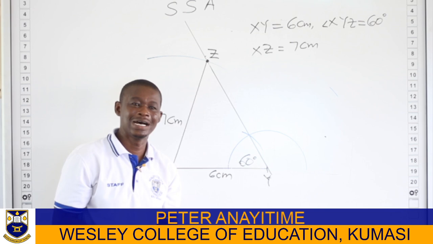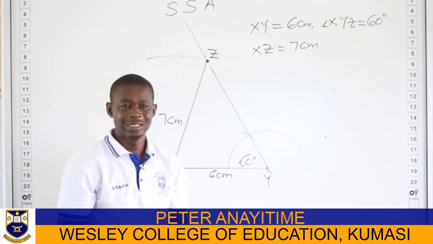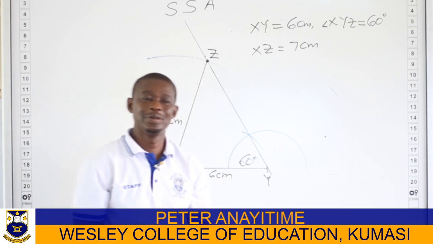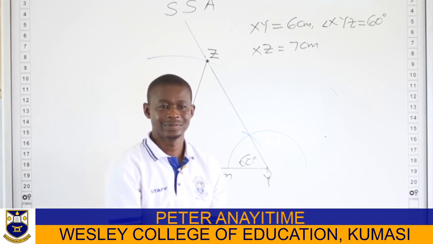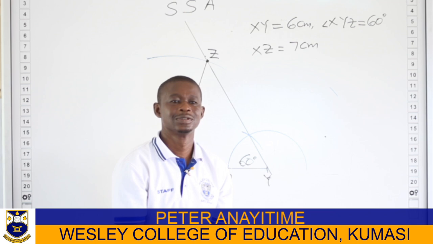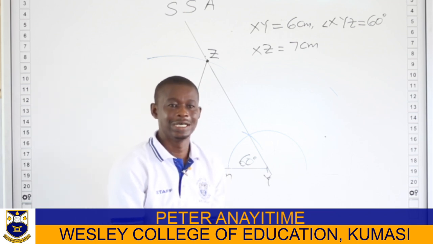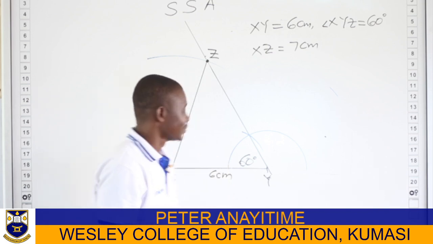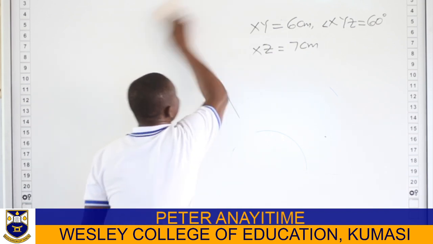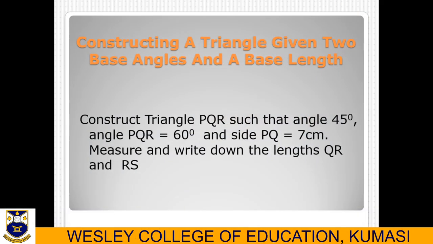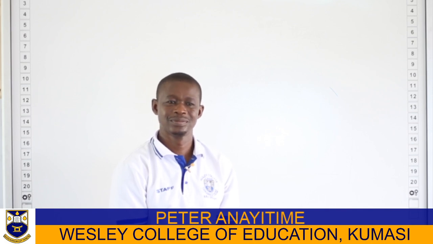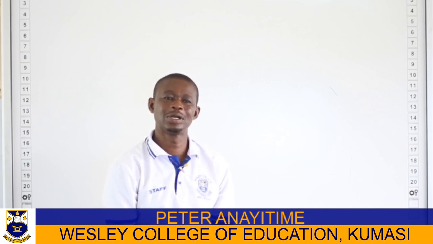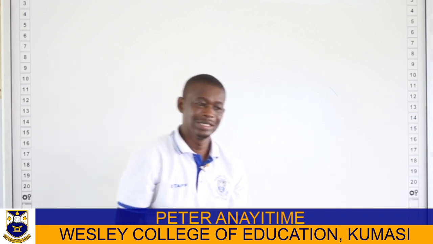Let's move on to the last case, where we know two angles and a side. Good. So here, one side and two angles of the triangle will be given to you.